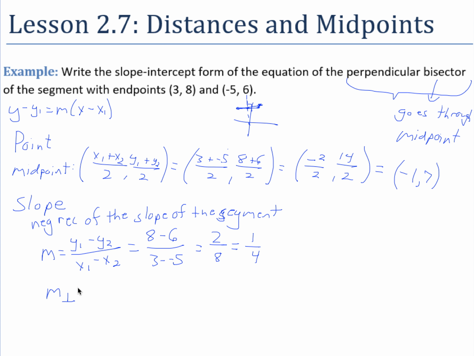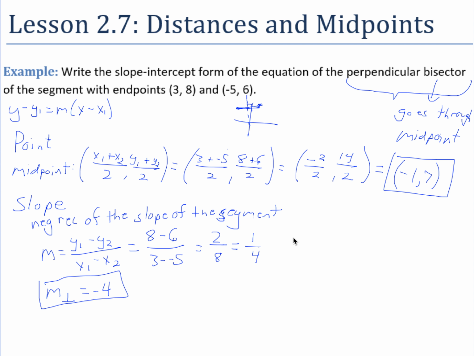So the slope of the perpendicular line is the negative reciprocal. So we change the sign. This one's positive, so we want negative, and the reciprocal of 1/4 is 4. And so now what we're going to do is we're going to use our point and our slope to help write the equation of the line.